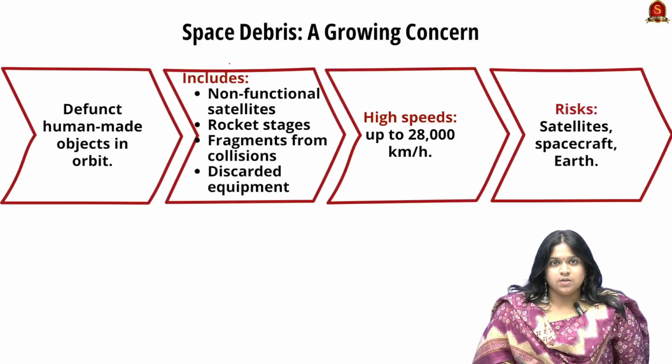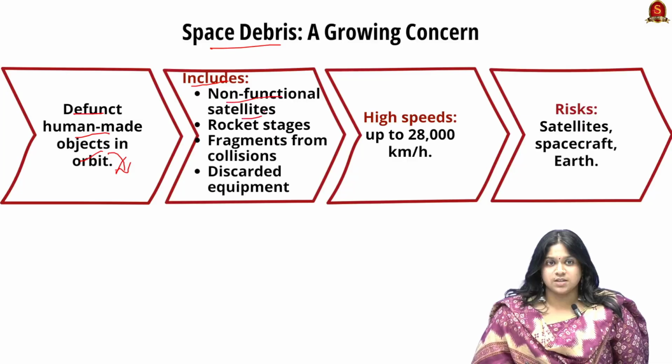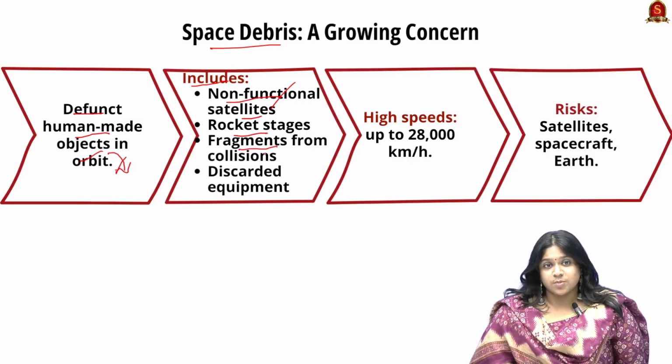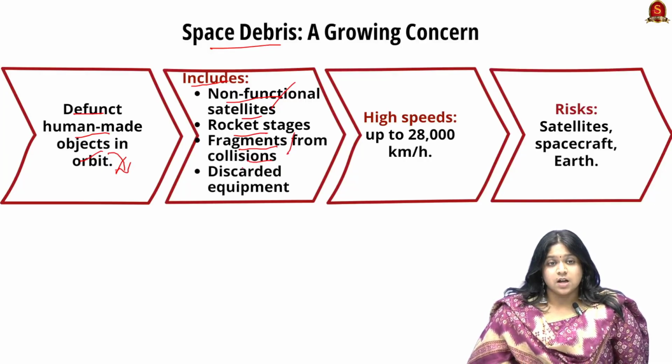So first, let us see what a space debris is. Space debris is nothing but debris or wastage of defunct human-made objects which are present in the orbit. It includes non-functional satellites, different rocket stages which have been left behind in space. Next is fragments from the collisions which happened between satellites and other functional satellites. Next is discarded equipment of satellites and other space infrastructures and technologies.